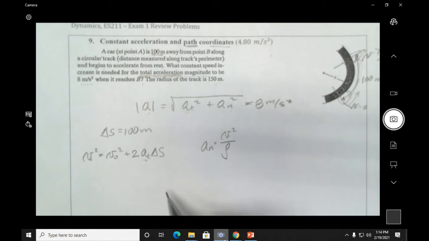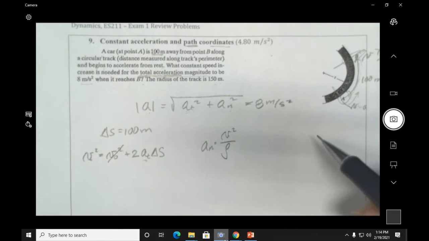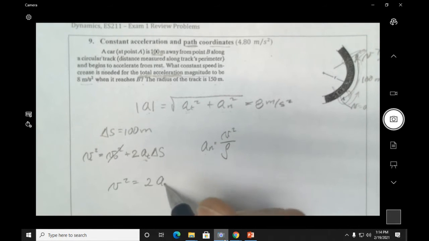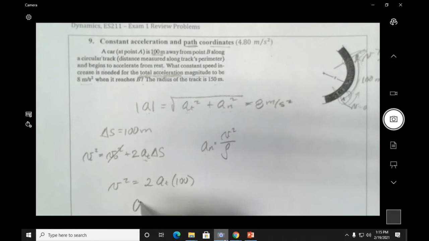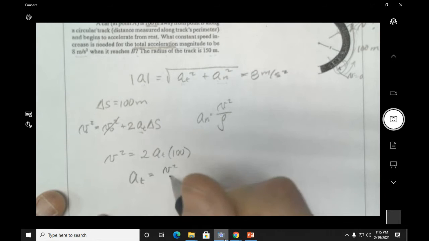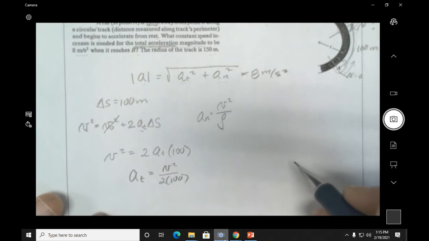So I can start replacing things that I know in here. First, it starts at rest. That helps me. And v squared is going to be equal to 2 times a_t, and I need to find this. I also know what this is right here, that's 100 meters. So I could solve for this as being my v squared over 2 times 100.